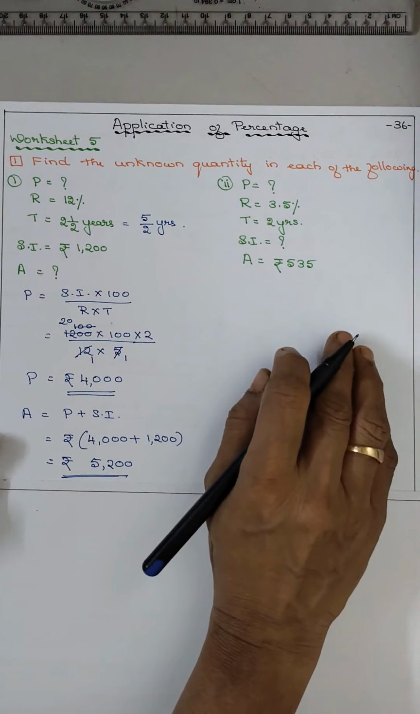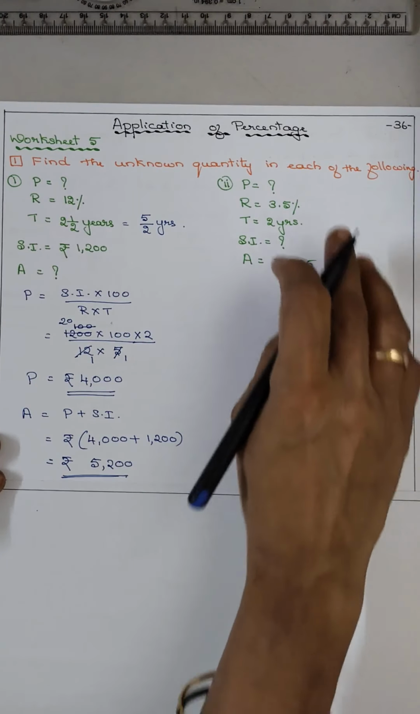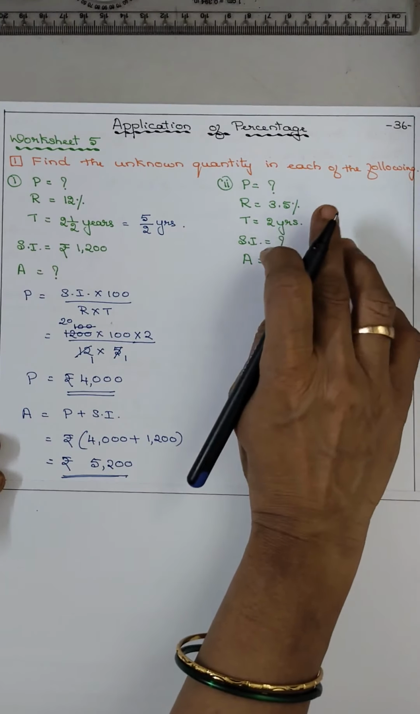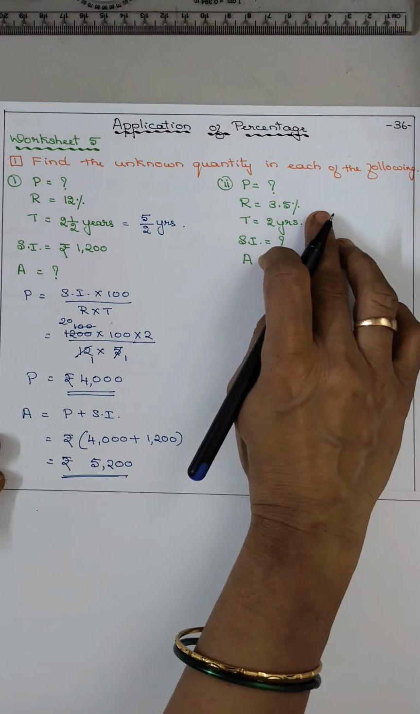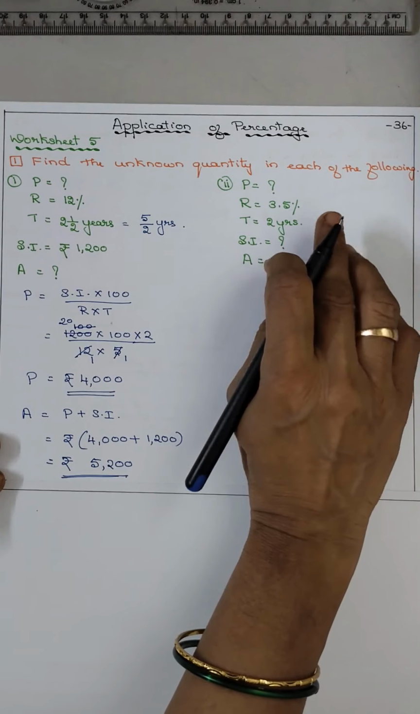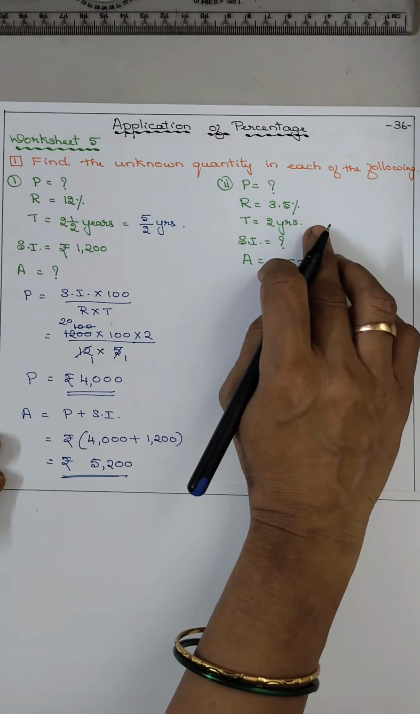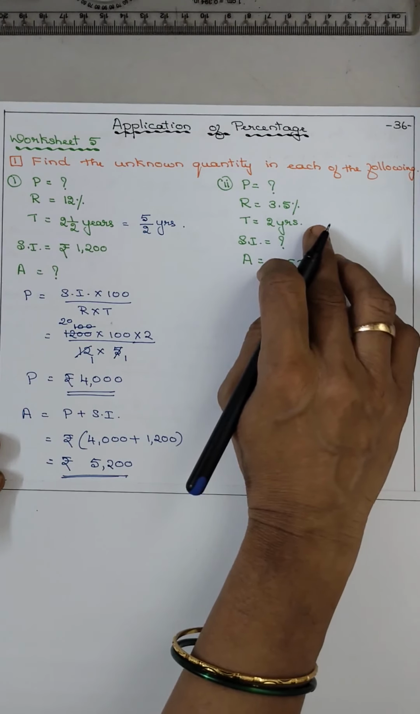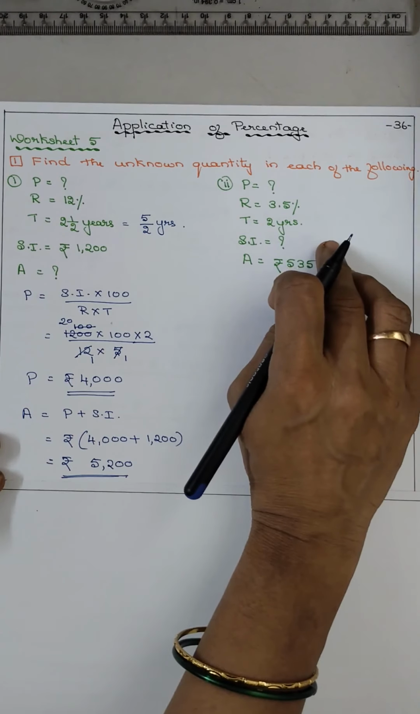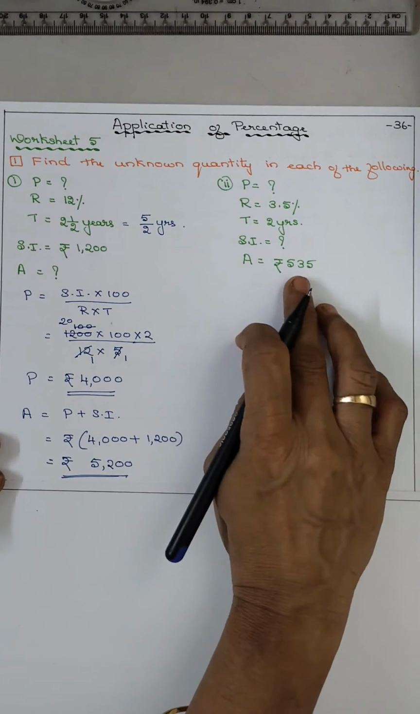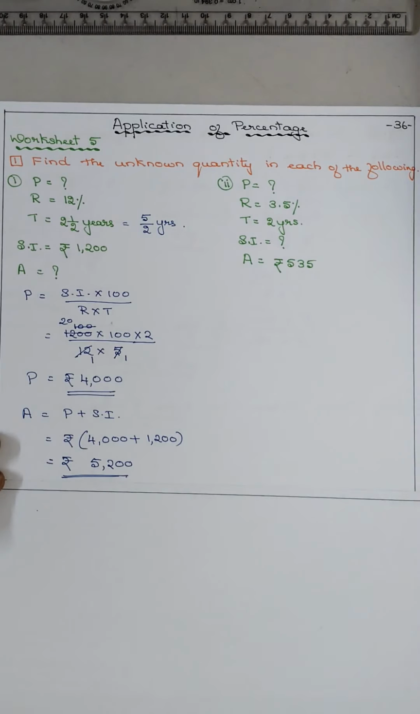Now the second sum. Principal they have asked, R is 3.5%. Now T is equal to 2. SI they have asked and amount they have given, 535. Okay.